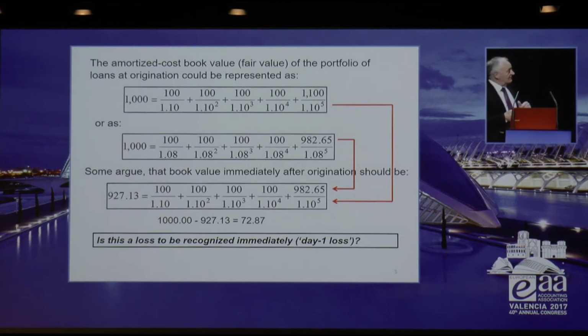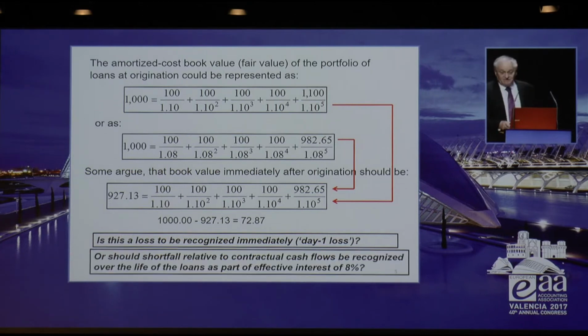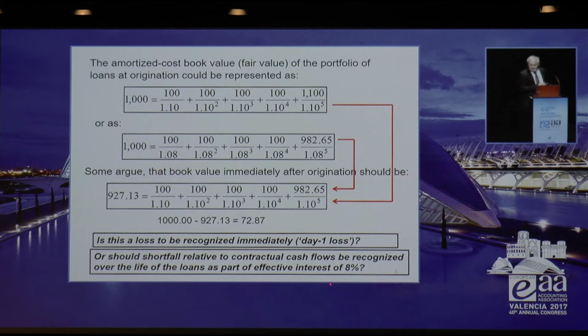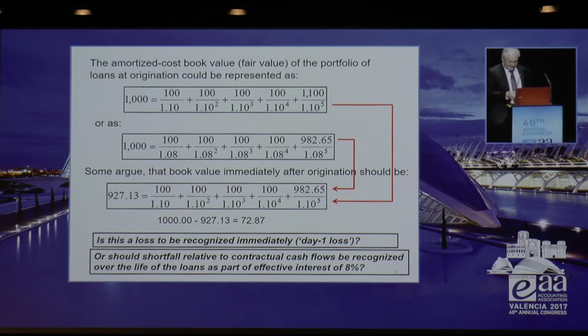And the question that arises is, is this difference here a loss that should be recognized immediately, or is this shortfall something that should be measured over time? Essentially, this is what the IASB ideally would like to do, and they've ended up with something that approximates this, and it looks as though this is what the FASB effectively wants to do in their latest standard.